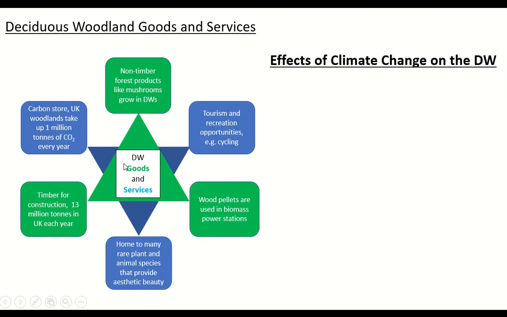So again, just like tropical rainforests, we're going to look at the goods and services for deciduous woodlands. The goods include things like mushrooms. One of my favourite products. I love a mushroom, especially studying it like a proper geek that I am. But non-timber forest products like mushrooms, for example, grow in deciduous woodlands. And a good product to use.